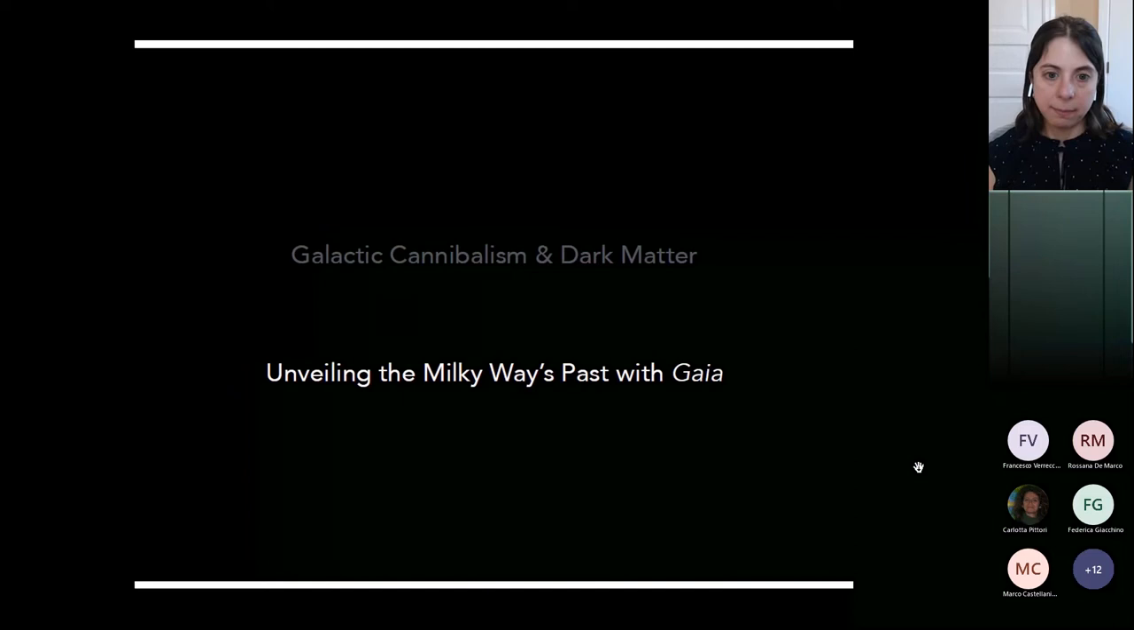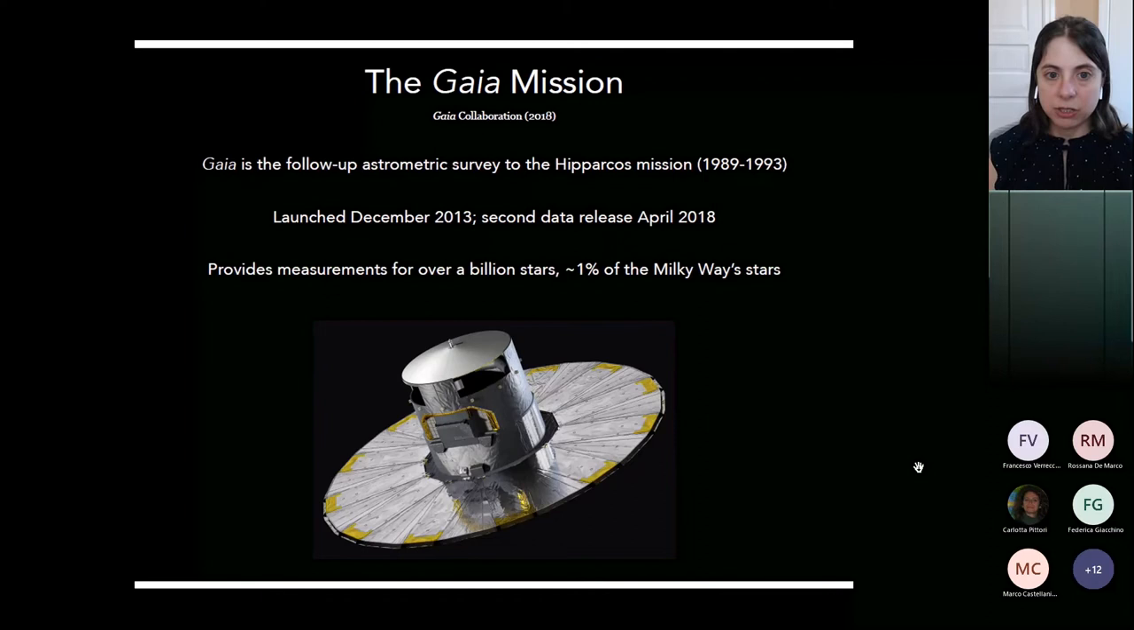So Gaia is the follow-up astrometric survey to Hipparcos, which ran in the early 1990s. It was launched in December 2013. The second data release was a few years ago, and the community is ramping up and getting really excited because the third data release is coming this June. The advancement that Gaia has made from Hipparcos is tremendous. It provides measurements for over a billion stars in the galaxy, which is about 1% of the Milky Way stars. This is far more than we've ever been able to sample. Next slide.